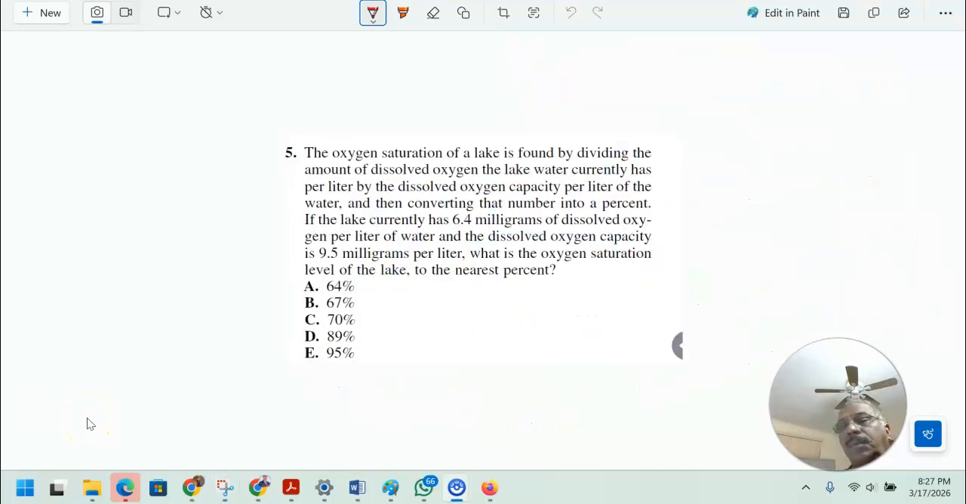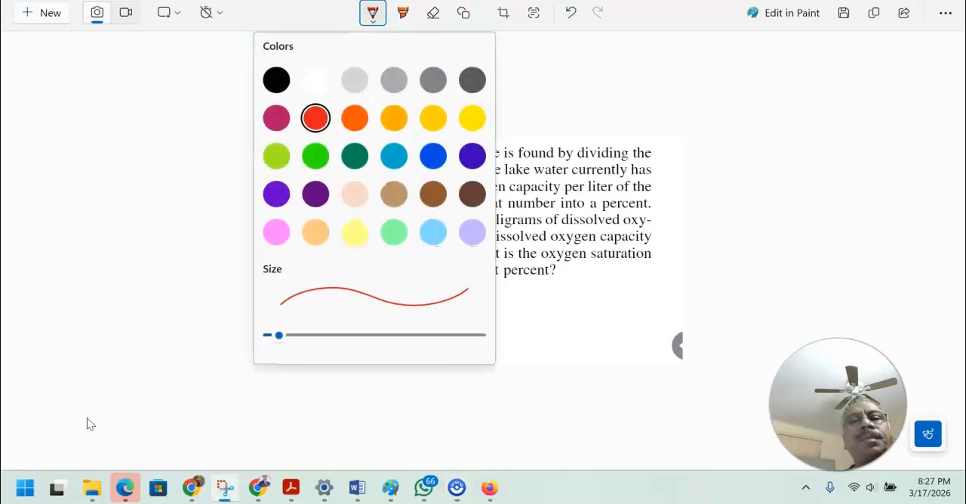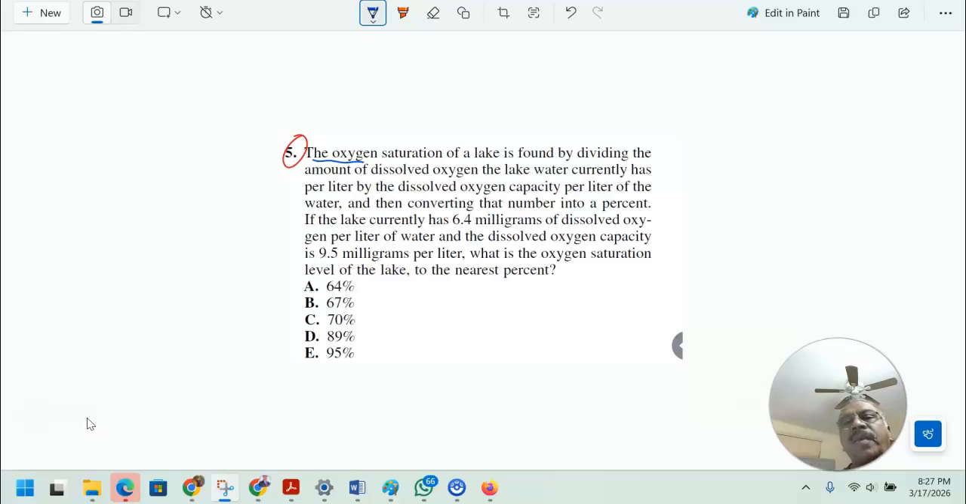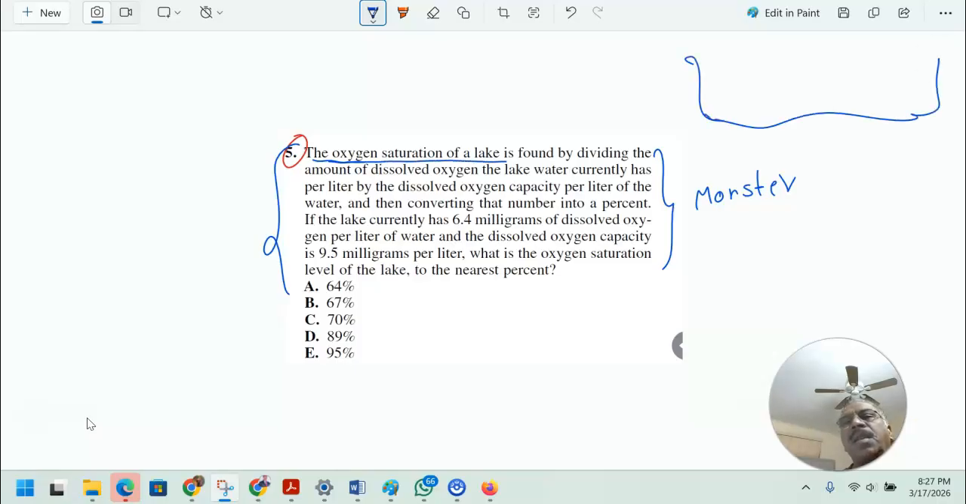So question number 5. Oxygen. Now, this question, the moment you see this question, it just looks like a monster. But the question is very simple. All you do is just read the question. The oxygen saturation of a lake. So, okay, now this is the lake. This is the lake, and there is water here.